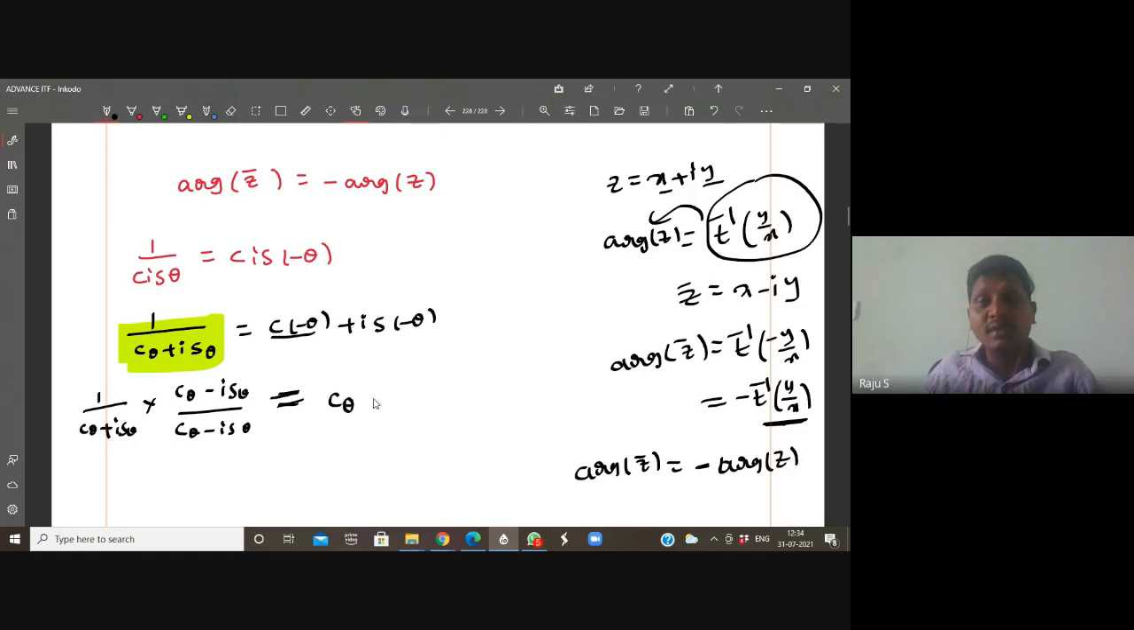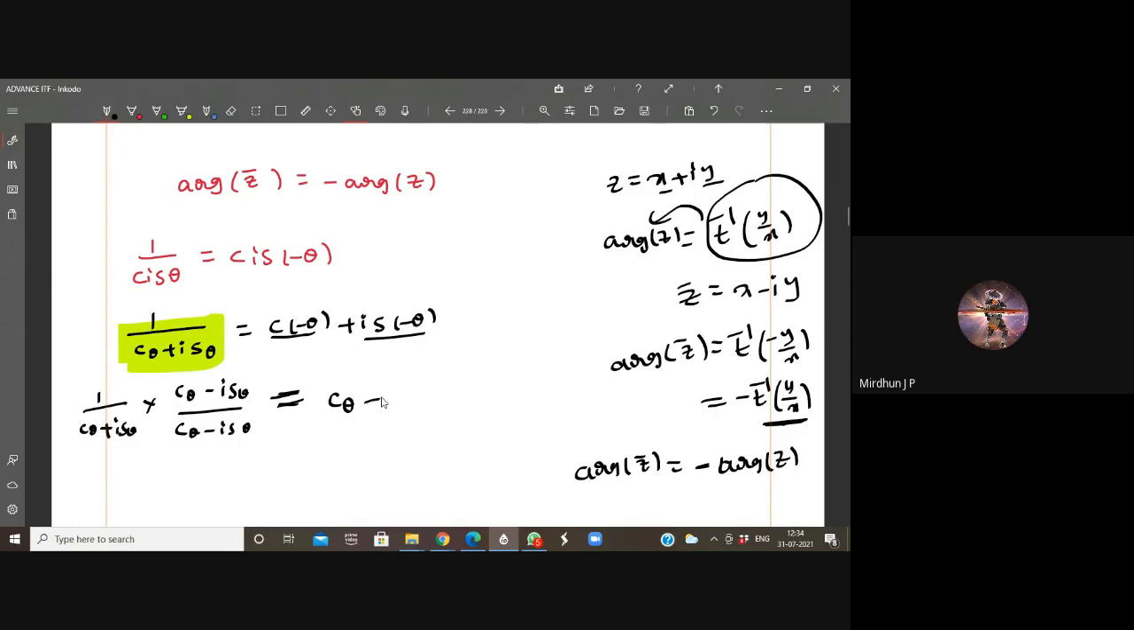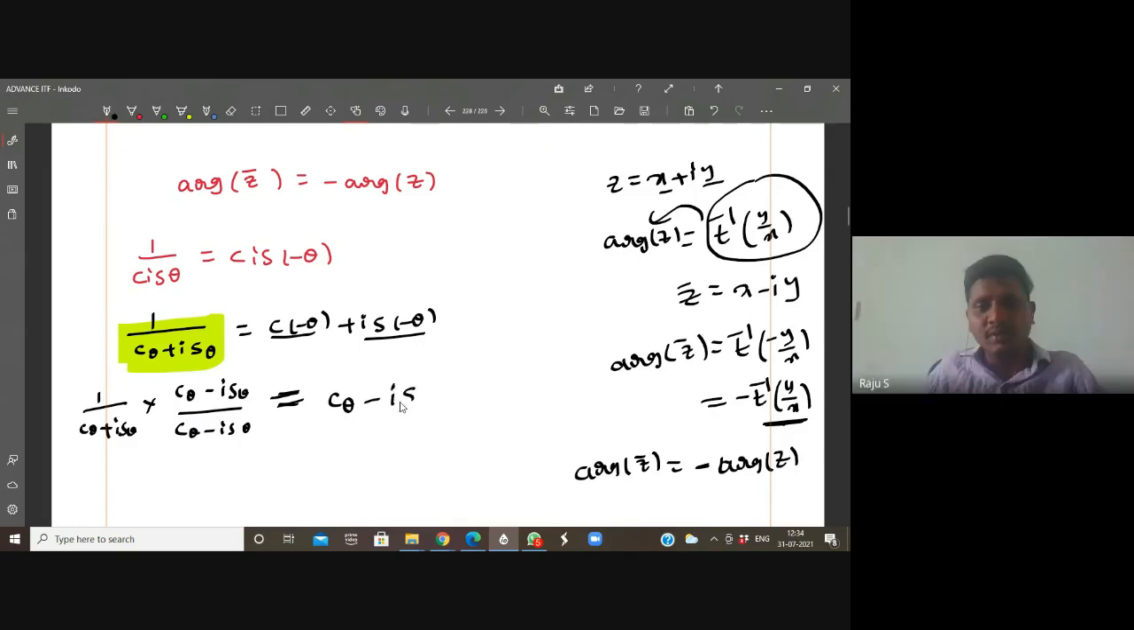Yes, cos is even. But what about this? Sin is an odd function. Shall I write then minus iota sin theta? Sin theta is an odd function. Sin of minus theta is minus sin theta. Okay, RHS we got cos theta minus iota sin theta. Let us see whether LHS is also the same or not. Numerator okay. Numerator is equal here. But what about the denominator? Does the denominator become 1?